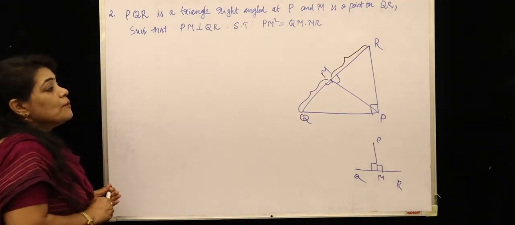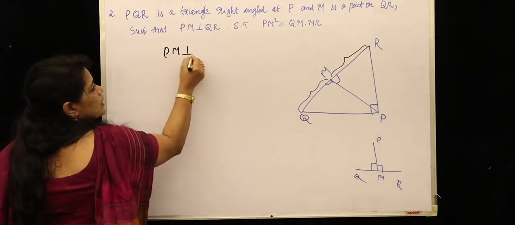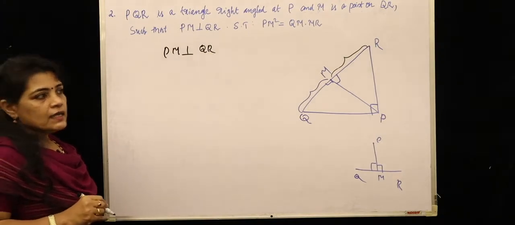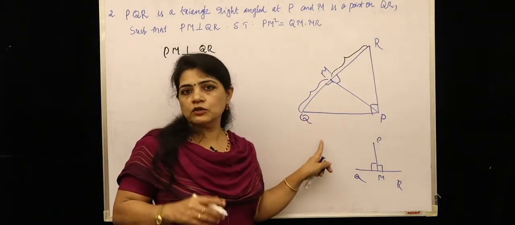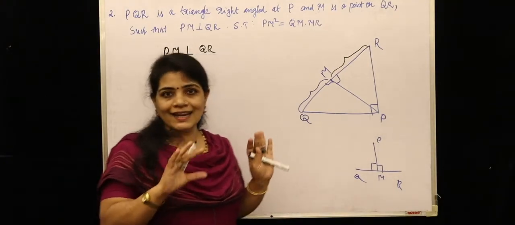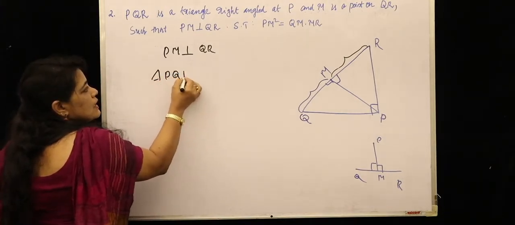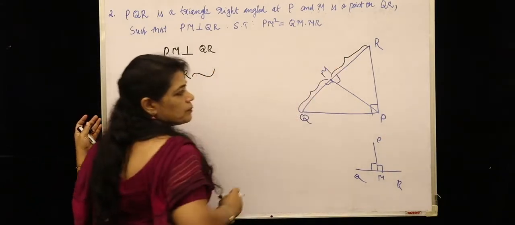That means since PM is perpendicular to QR, because of that result, this triangle is similar to the whole triangle, and this triangle is also similar to the whole triangle. So the whole triangle is common. I am going to keep that triangle on the LHS. So triangle PQR is similar to the triangles on this side of the perpendicular.